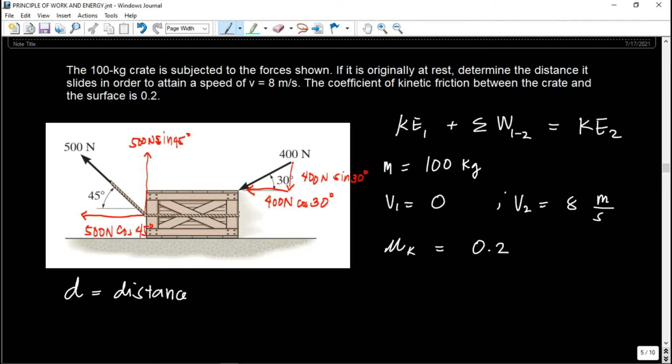So what are the other forces that are acting on the crate? Of course, we have the weight of the crate, that is W. The weight. So lagay natin dito small letter, so that hindi tayo ma-confuse, kasi yung work natin is the capital letter here.